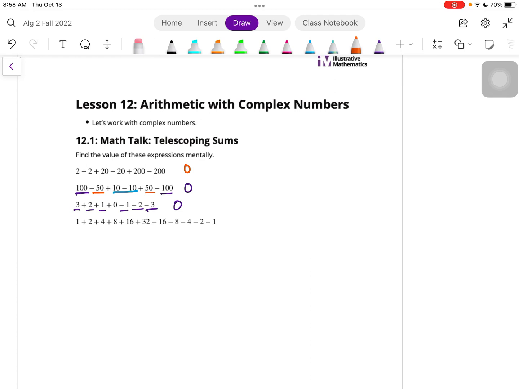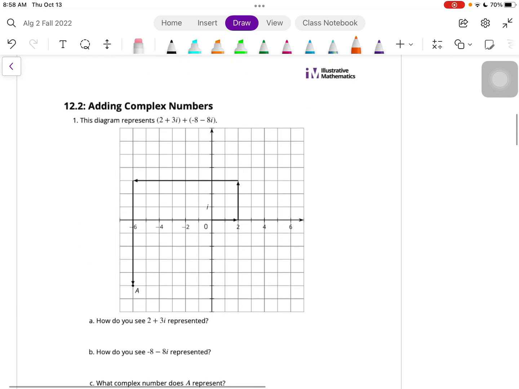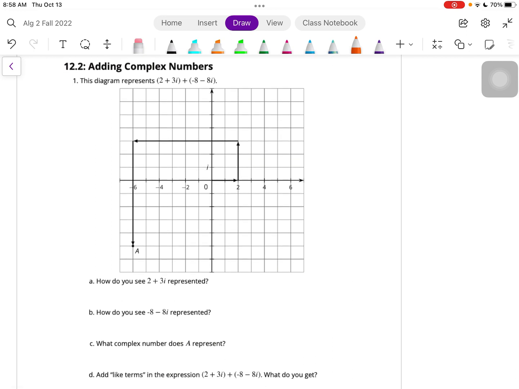And then for the last one, we have a 1 with a negative 1, 2 and a negative 2, 4 and a negative 4, 8 and a negative 8, 16 and a negative 16, so we are left with 32. Everything canceled but the 32. So that's how we can do that mentally, because that's going to help us when we're looking at like terms with complex numbers. All right, so number 1 for 12.2, adding complex numbers.